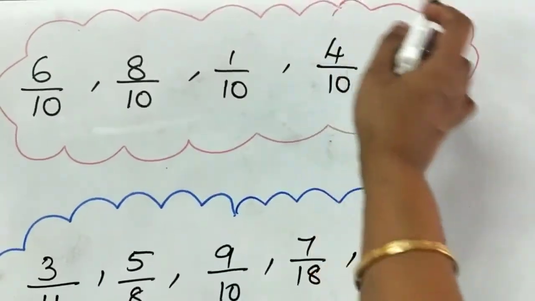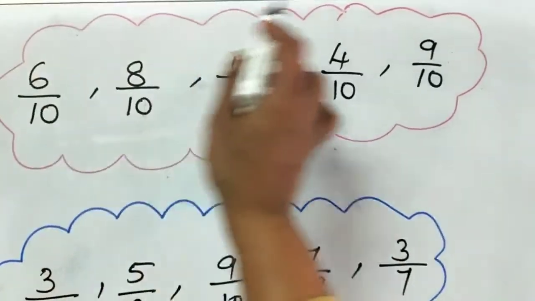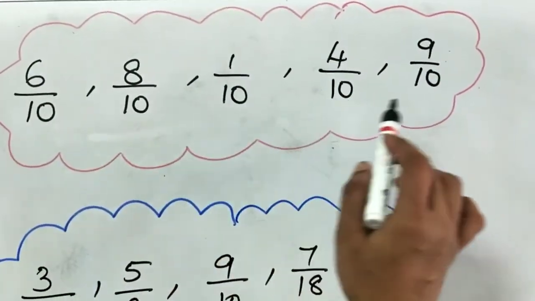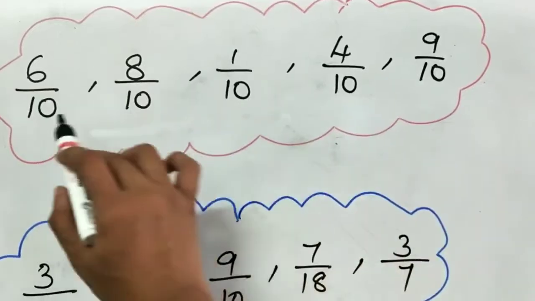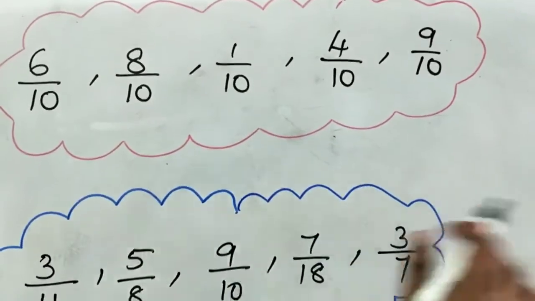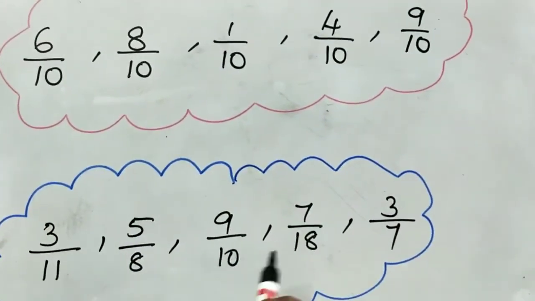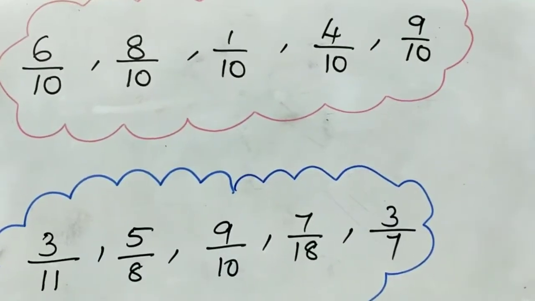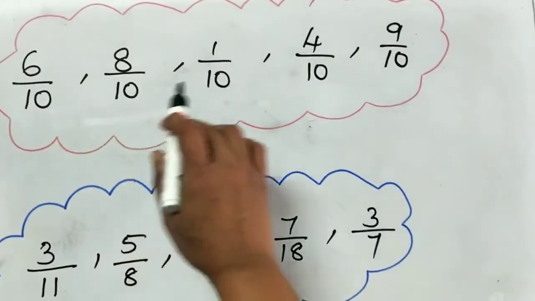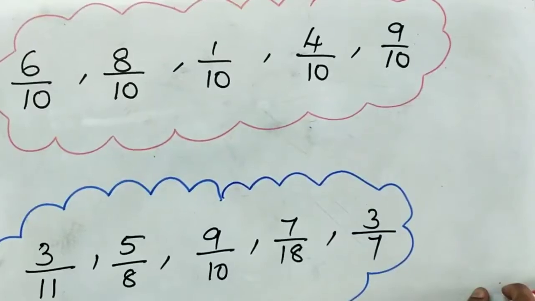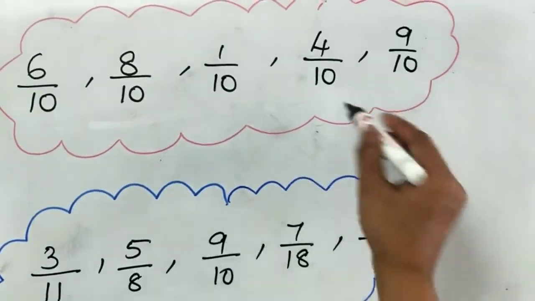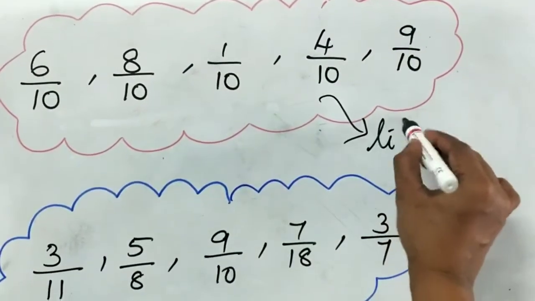Now, is there anything special about these fractions? Look the denominator. Yes, they are same. 10, 10, 10. And here 11, 8, 10, 18, 7 different denominators. These fractions have same denominator. We can call these fractions like fractions.